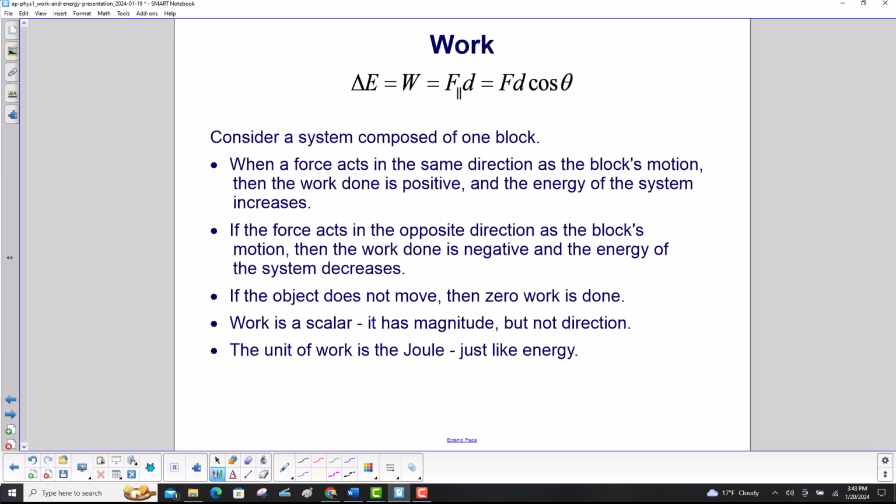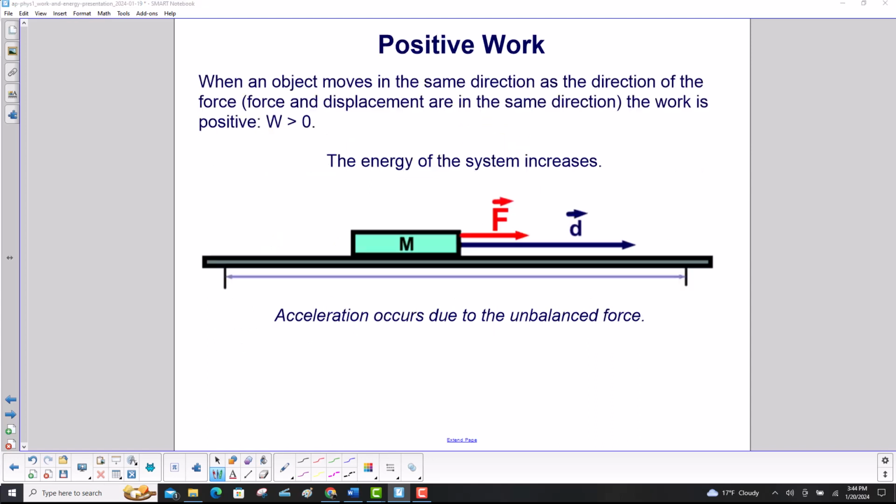Consider a system composed of one block. When a force acts in the same direction as the block's motion, then the work done is positive and the energy of the system increases. If the force acts in the opposite direction as the block's motion, then the work done is negative and the energy of the system decreases. If the object does not move, then zero work is done. Work is a scalar. It has magnitude but not direction. The unit of work is the joule, just like energy.